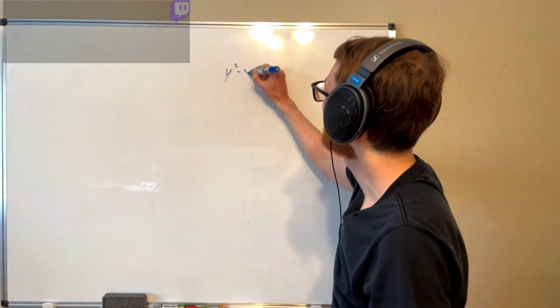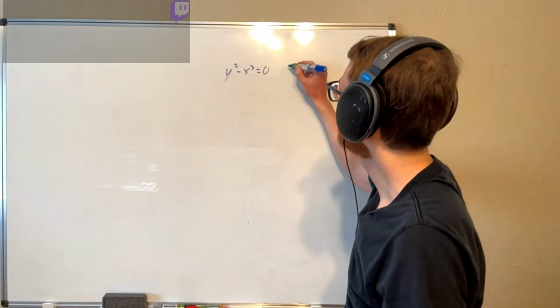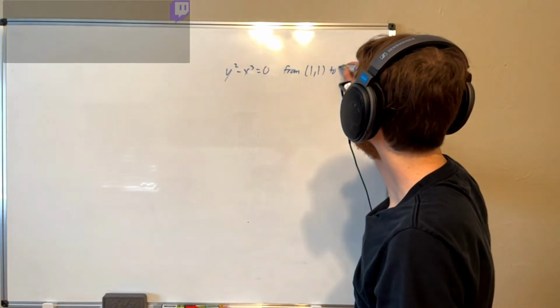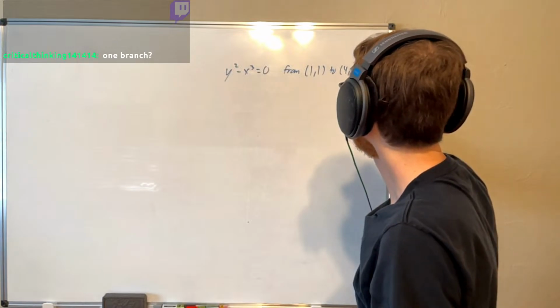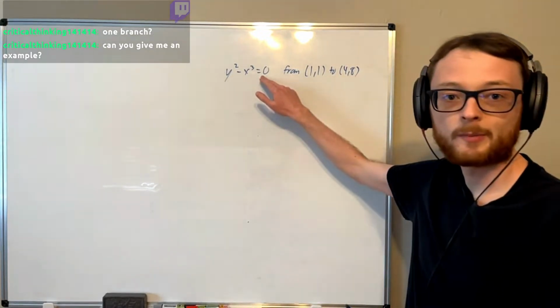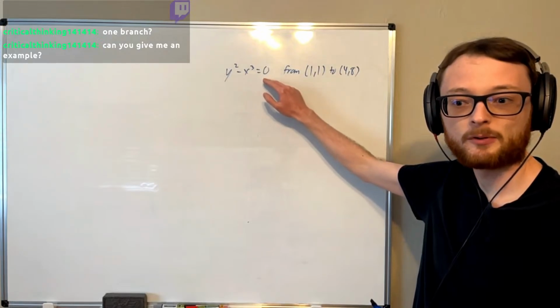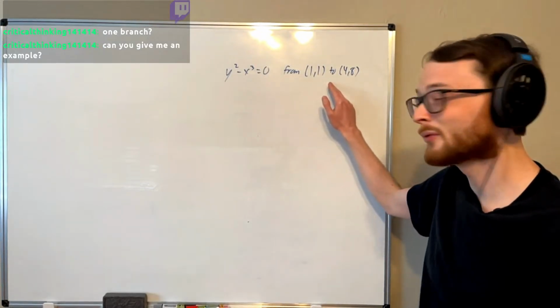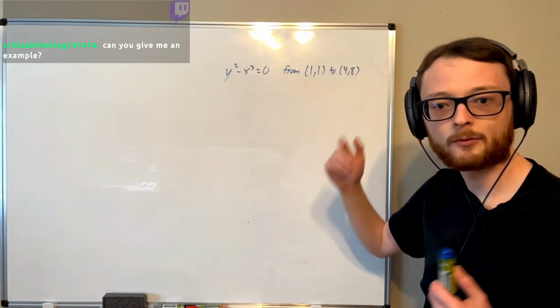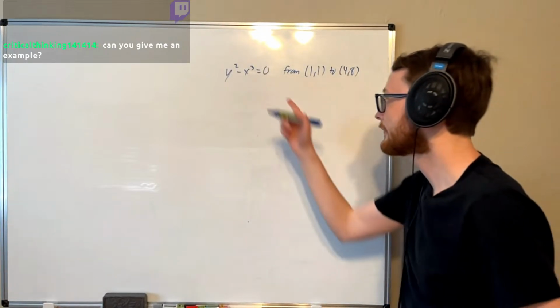So you have y squared minus x cubed equals 0 from 1, 1 to 4, 8. Okay, so critical thinking, this equal to 0 is my assumption here. You didn't write that in your comment, but this is probably equal to 0 based off the points. And if you don't have an equal sign somewhere, this problem just isn't possible. So tell me if I'm wrong there.